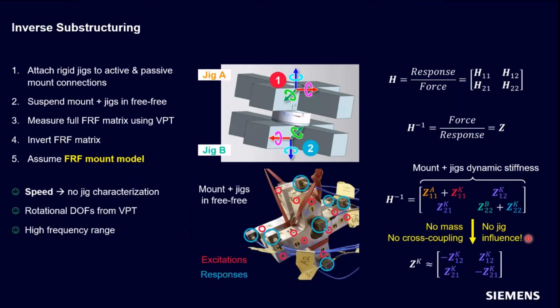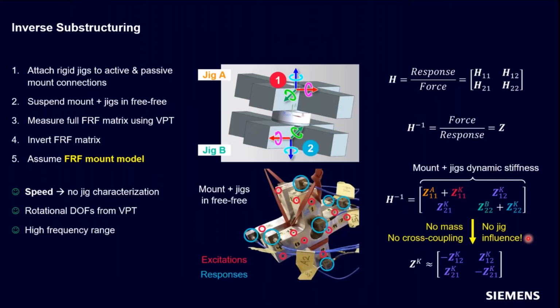And that is also the main reason or use case for inverse substructuring, I would say: this is a very accurate dynamic mount stiffness estimation technique, but it's also a very fast method, in the sense that it doesn't require any measurements on the jig. You can basically put whatever jig, whatever rigid structure that you can build on the active and passive side, and you don't need any additional information on those jigs to get the dynamic mount stiffness.